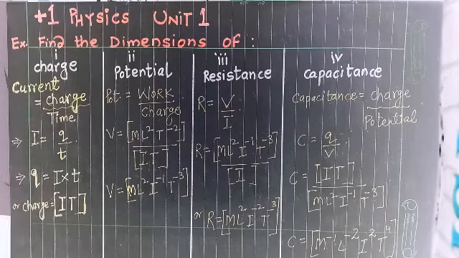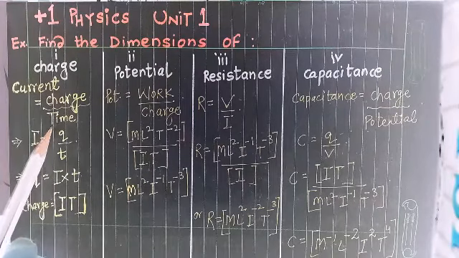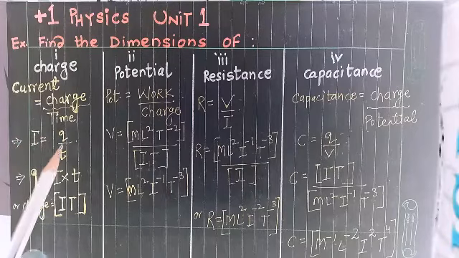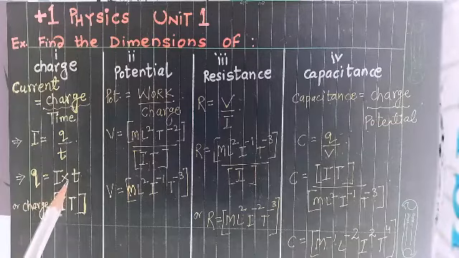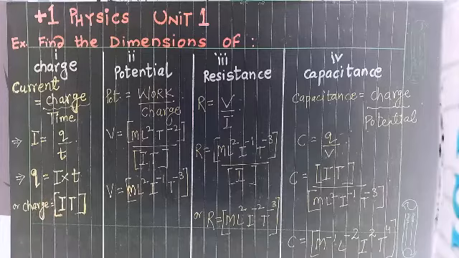First we have charge. Now the formula of current is charge upon time, that is I is equal to Q upon T. Rearranging, Q comes out to be I into T. Therefore the dimensions of charge become I into capital T.